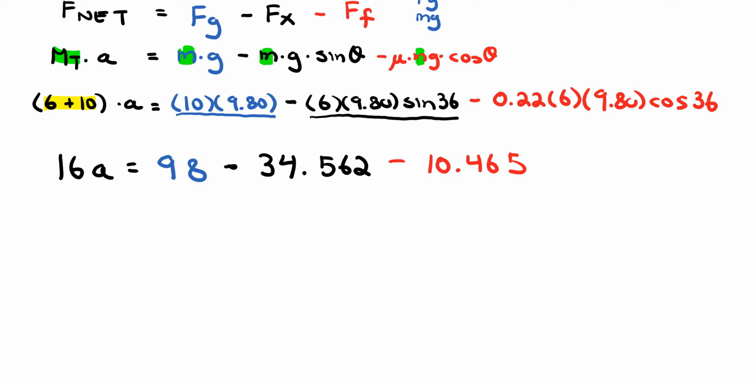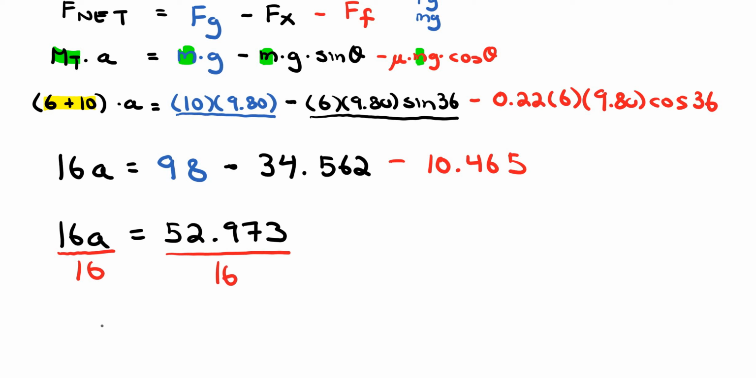Okay, if we keep on going here, we have 16a equals 52.973. And then we can divide both sides of the equation by 16, and your acceleration for this particular problem is going to be 3.311 meters per second squared.